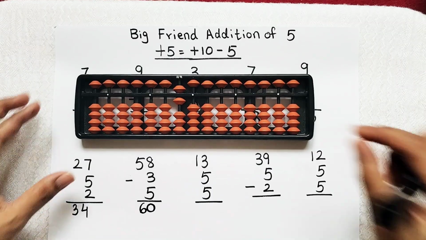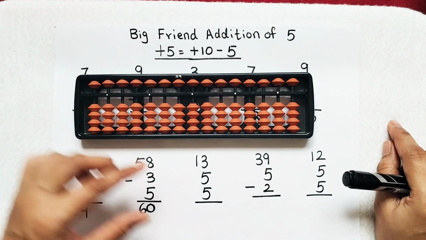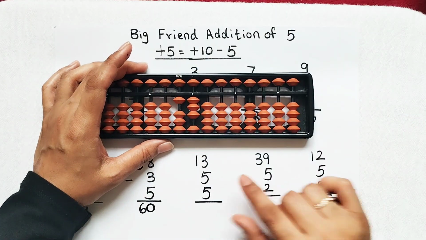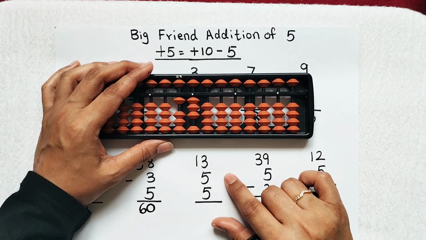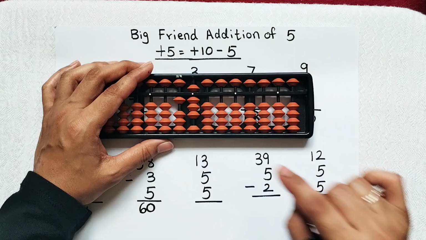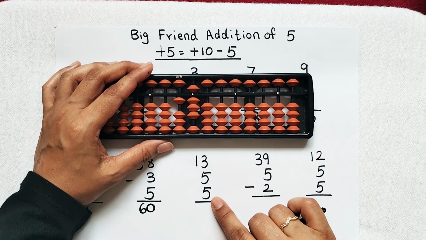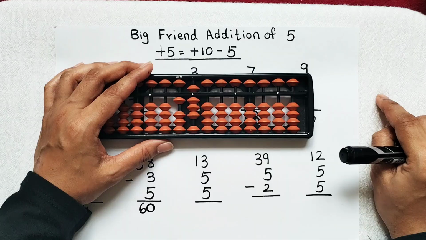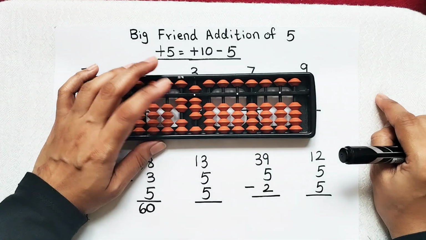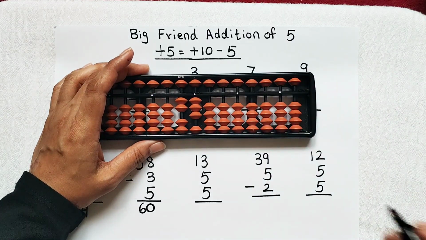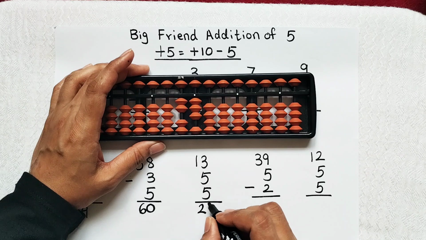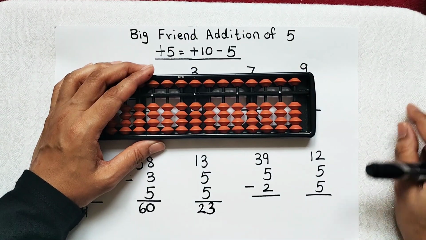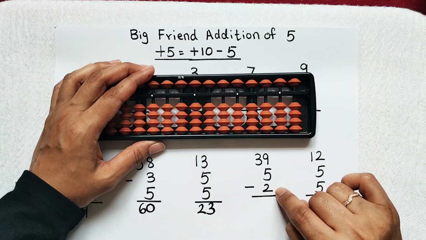Next. 13 plus 5 plus 5. 13 plus 5. Can I do it directly? Yes, I can. And 10 plus 5. Now I cannot do it directly. So I have to use the formula. Plus 10 less 5. My answer is 23.